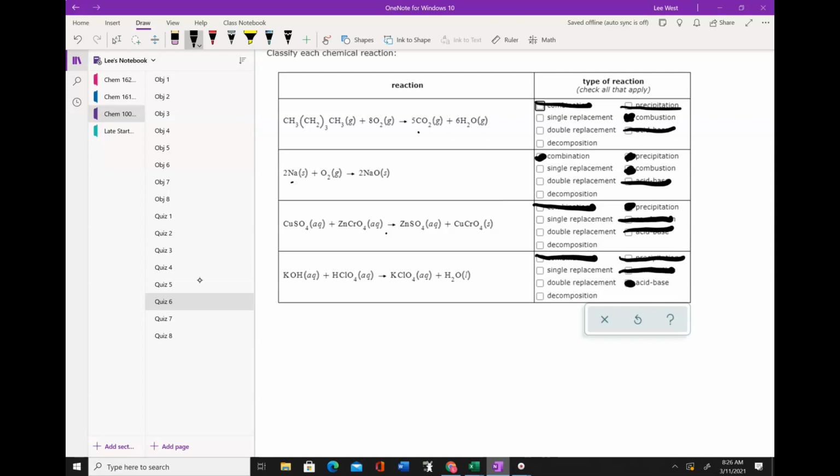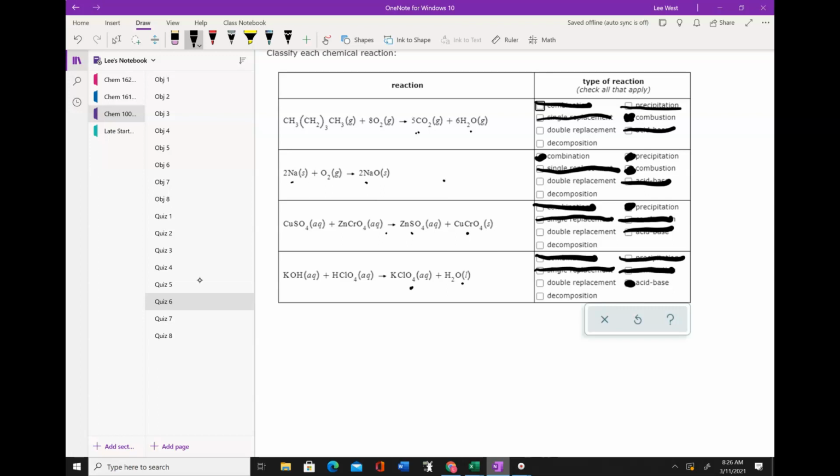Single replacement is an element reacting with a compound to form a new element and a new compound. This is not an element and a compound, so it is not single replacement. This is two compounds, not single replacement. Again, this is two compounds, not single replacement.